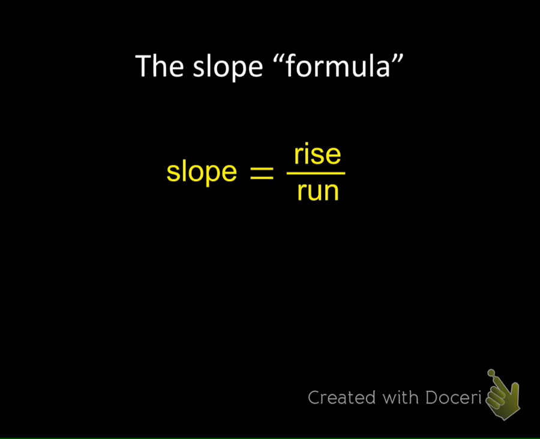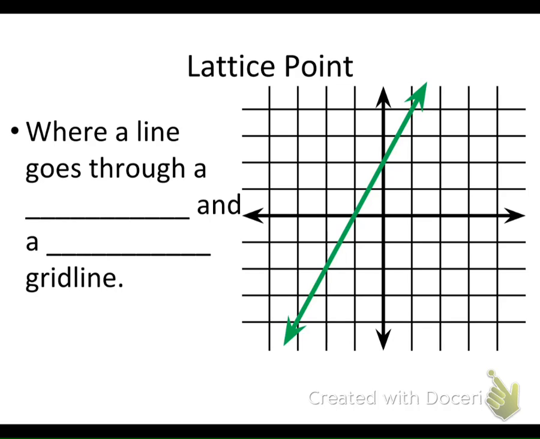So then our next part. This is our coordinate plane with a line on it that has a what type of slope? Positive slope. Our job is going to be to identify what the slope is. So slope equals rise over run. But before we can do that, we need to talk about a lattice point. We haven't talked about lattice points before. So a lattice point is where a line goes through a blank and a blank grid line. So if we're doing rise and we're doing run, we have to identify these lattice points.